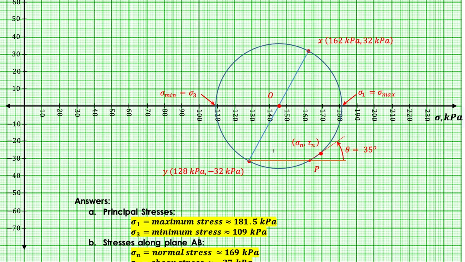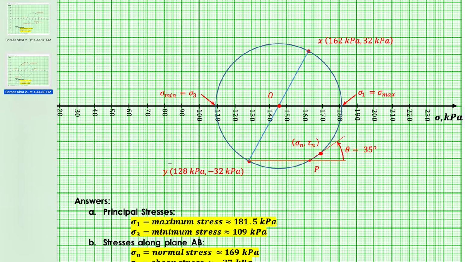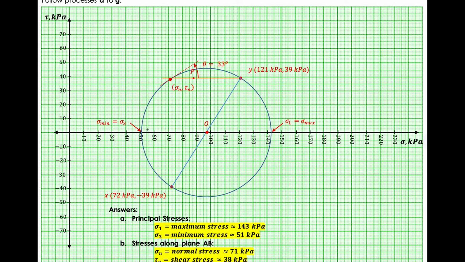Then, plot natin. So, plot natin, we have point Y and point X. Connect those 2 points, makuha natin yung center. Then, from there, we can now draw our circle. So, I'll be having my sigma 1 or sigma max. We have here 143. Now, for sigma min or sigma 3, we have 51 kilopascals.